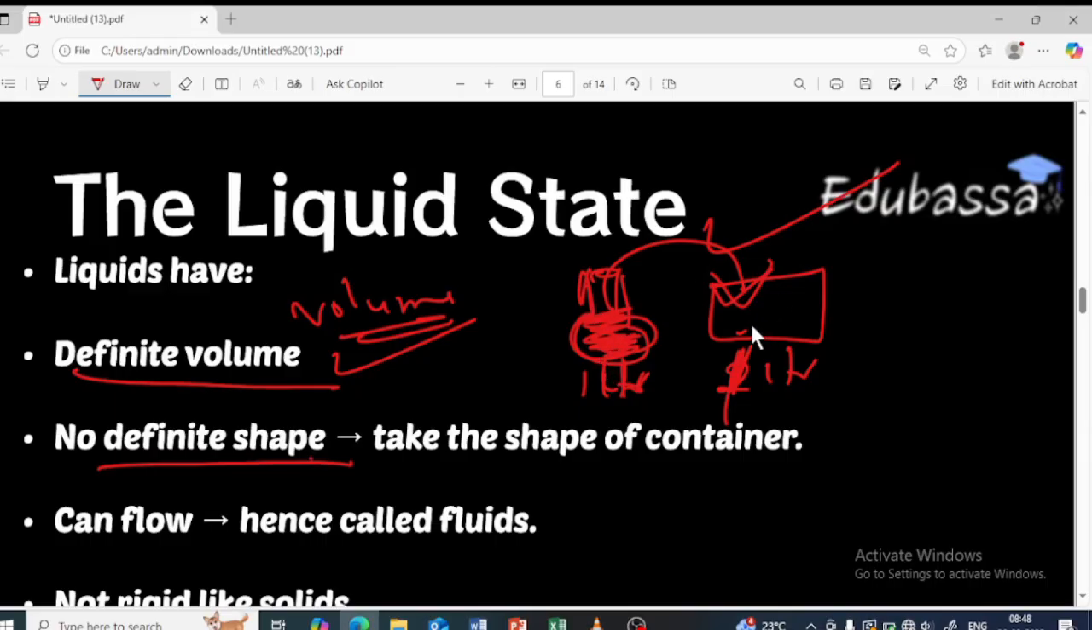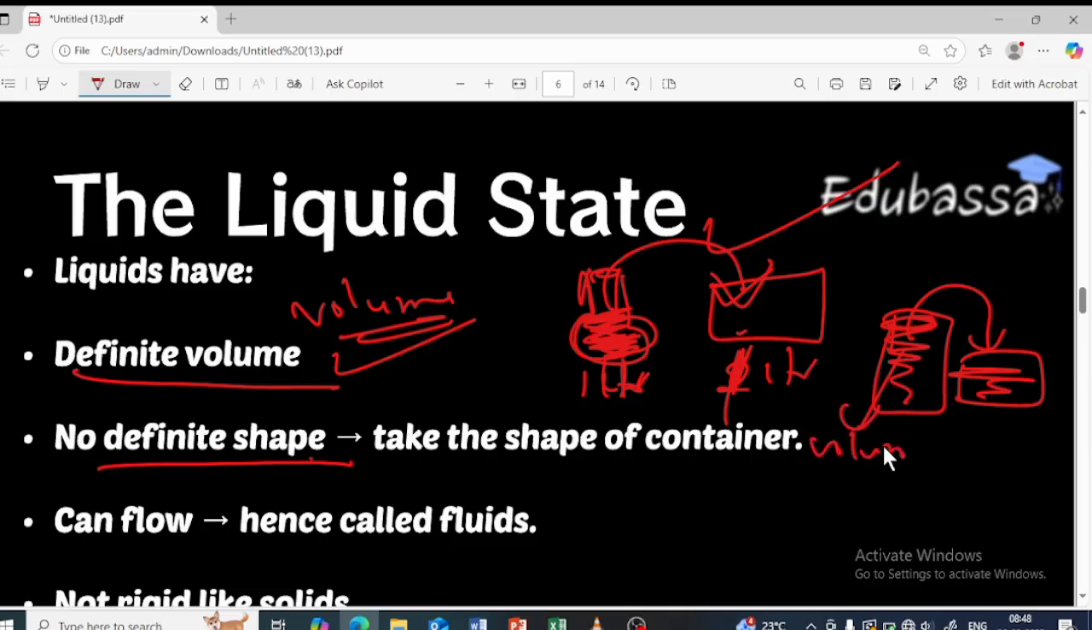It changes, isn't it? It takes the shape of the container. If it is a rectangular shaped bottle, it will be in a rectangular shape. If it is a square shaped container, it will be in the shape of the square shaped container. The thing is, the volume will remain the same. The volume won't change, but the shape will change, right? So it does not have a definite shape, and it can flow.